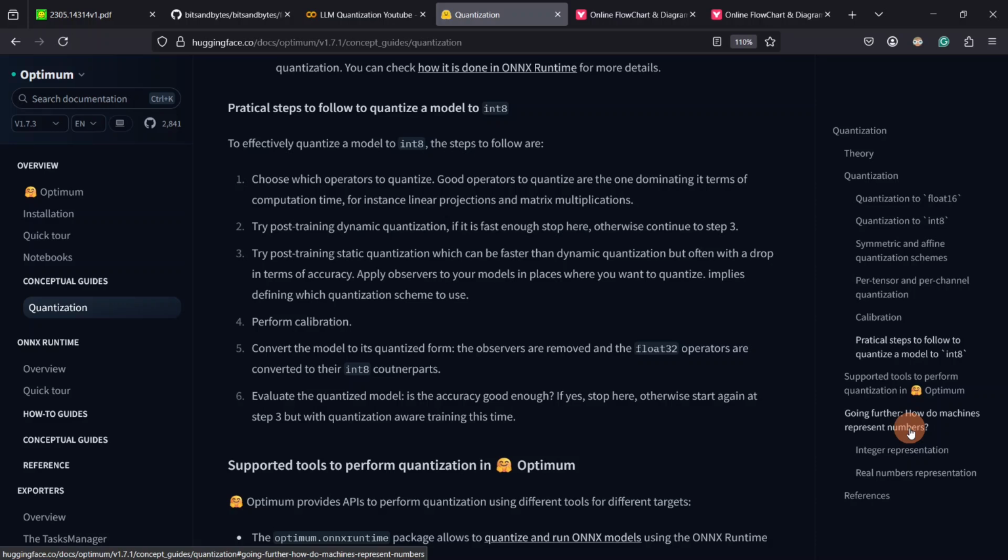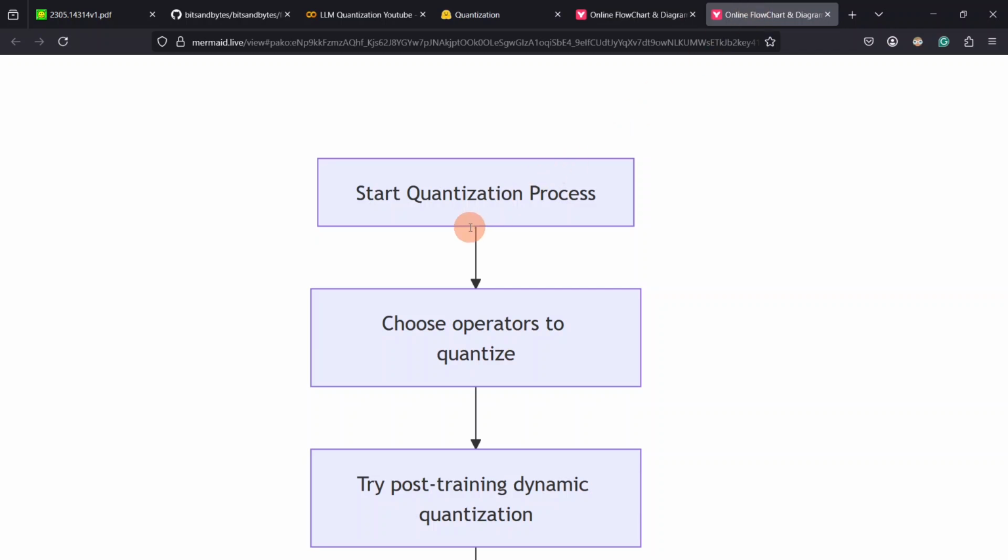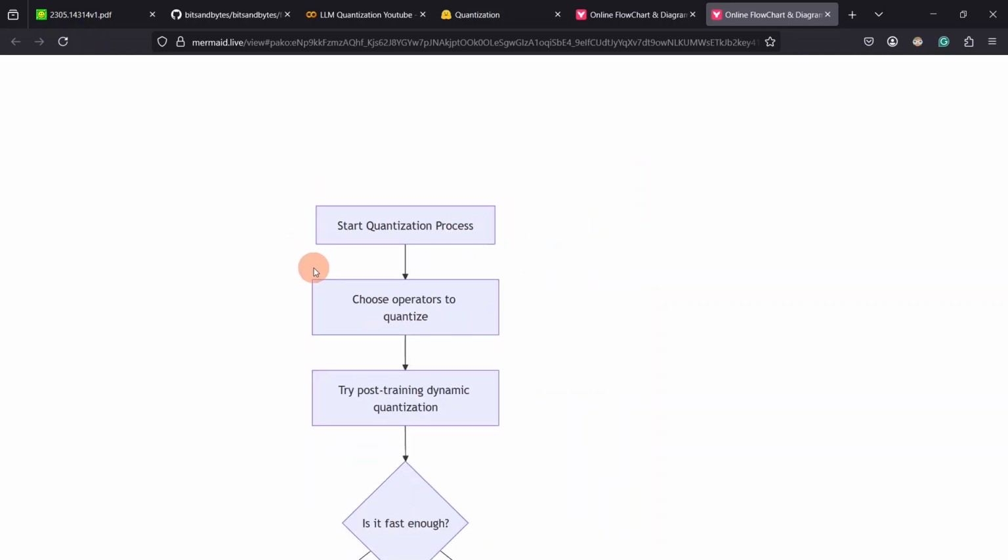Before we close this part 1 of the deep dive on quantization, I would like to go through this nice guide on how to perform quantization. To effectively quantize a model to int8, the steps are as follows. First, choose which operators to quantize. Good operators to quantize are the ones dominating in terms of computation time, for instance, linear projections and matrix multiplications.